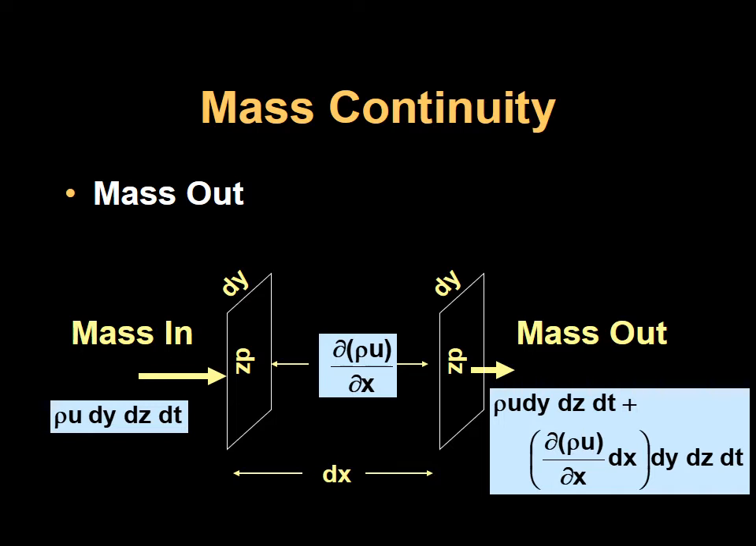So the mass that's coming out the other side is what came in on the left side, plus the change. We have to incorporate the change, which would be the derivative of density and wind speed over a distance dx, multiplied by the area of the side of the box that the air is coming out of, and then over a period of time. I know this is getting pretty complicated, but we'll get simple here shortly.